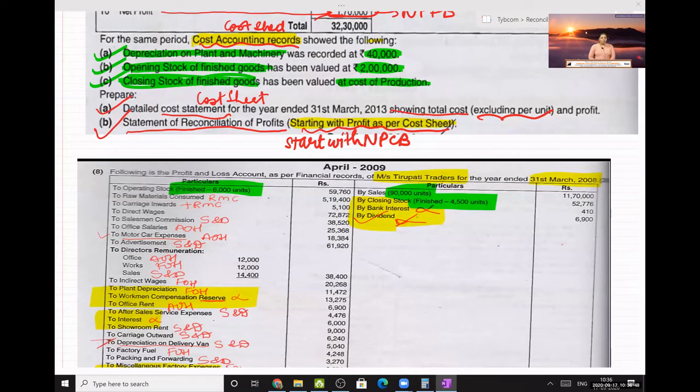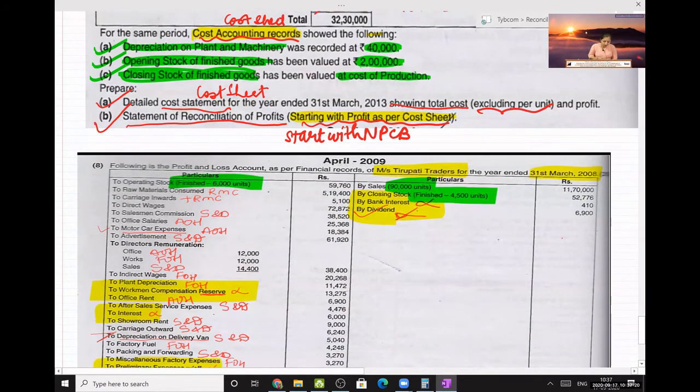So opening stock of finished goods, okay, 6,000 units. This will help you calculate units produced and units sold as per your cost sheet. Raw material consumed is the first item of my cost sheet. Carriage inward will be added to raw material consumed. Direct wages is the second item in the cost sheet. Salesman's commission goes to selling and distribution, office salaries to admin overheads, motor car expense to admin overheads.